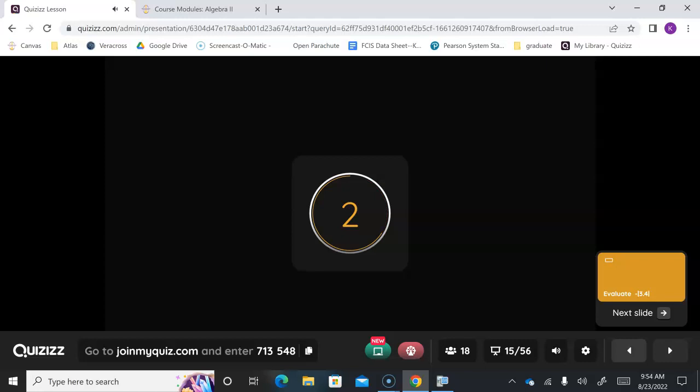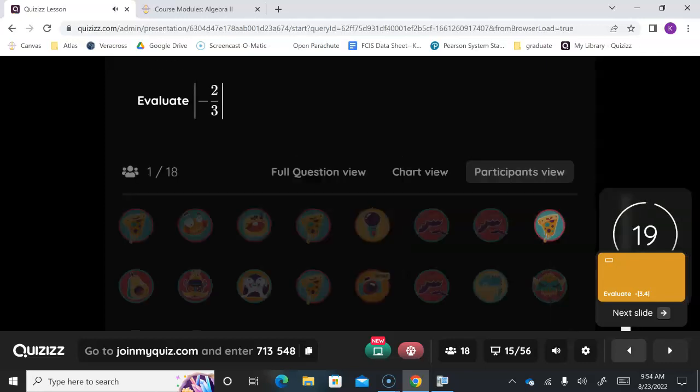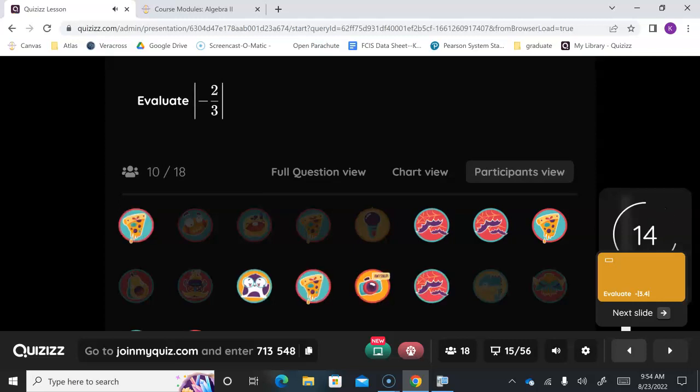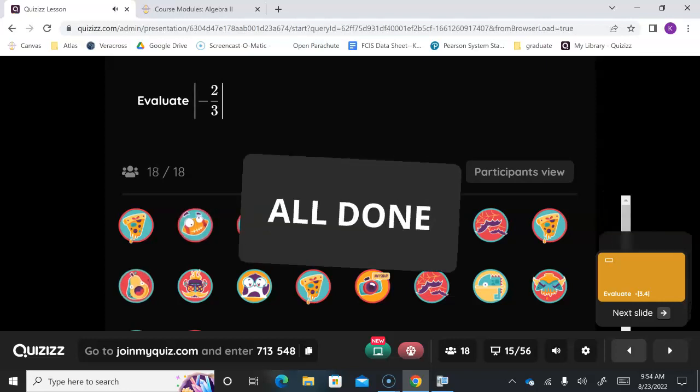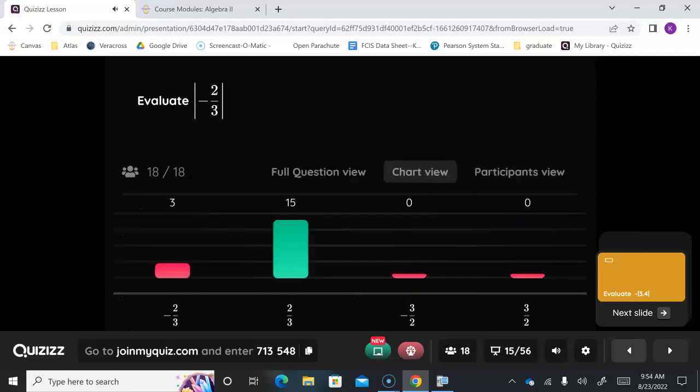Absolute value of -2/3. How far is -2/3 from 0 on the number line? Okay, 2/3. 2/3 of a unit. Take the negative, make it positive. And we're not going to do any changing of the fraction, we're just going to make it positive.